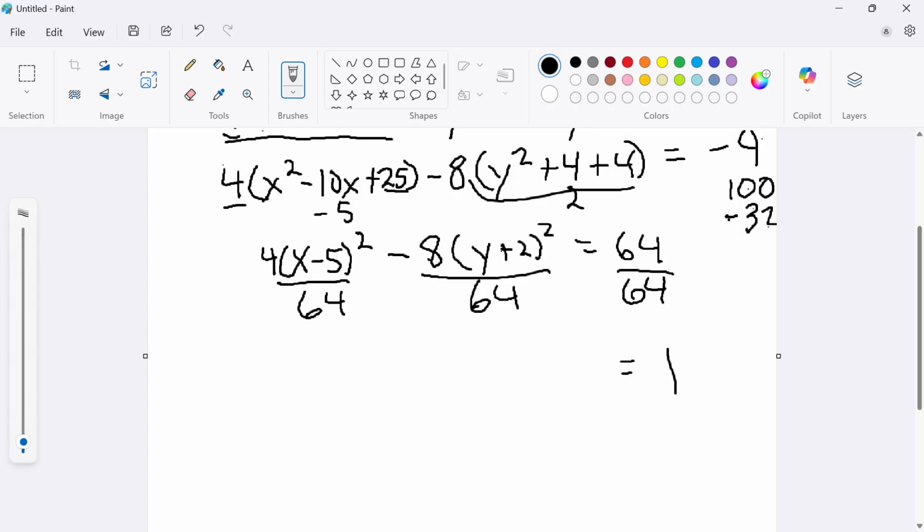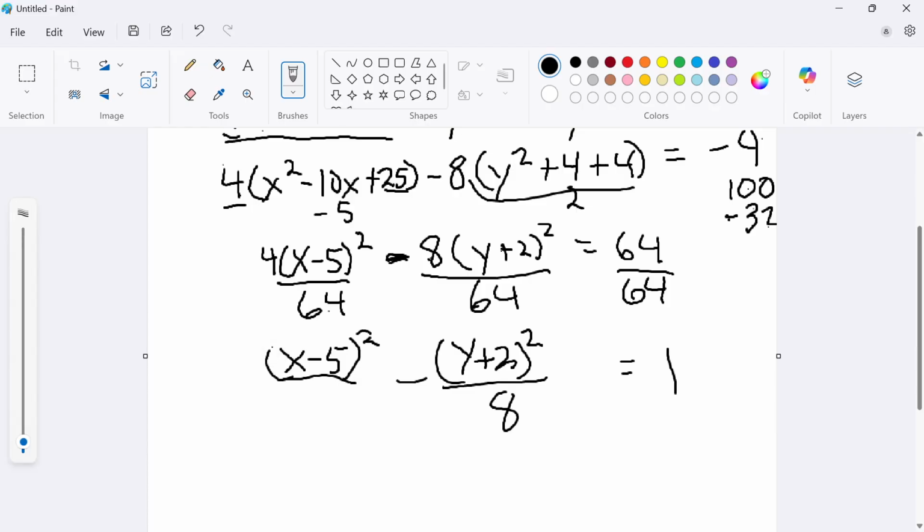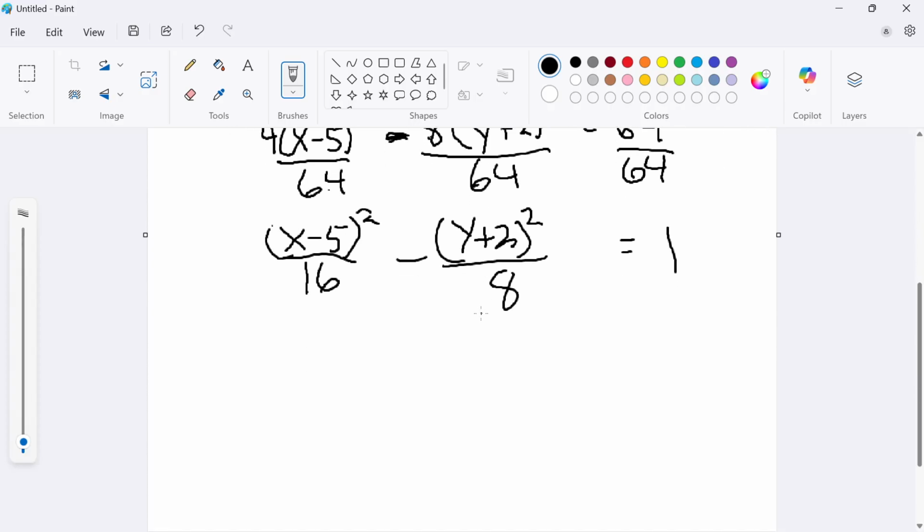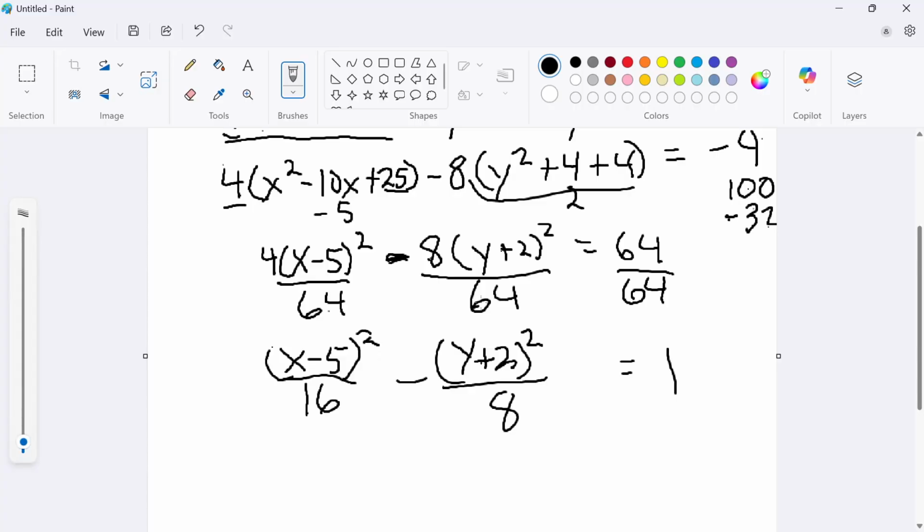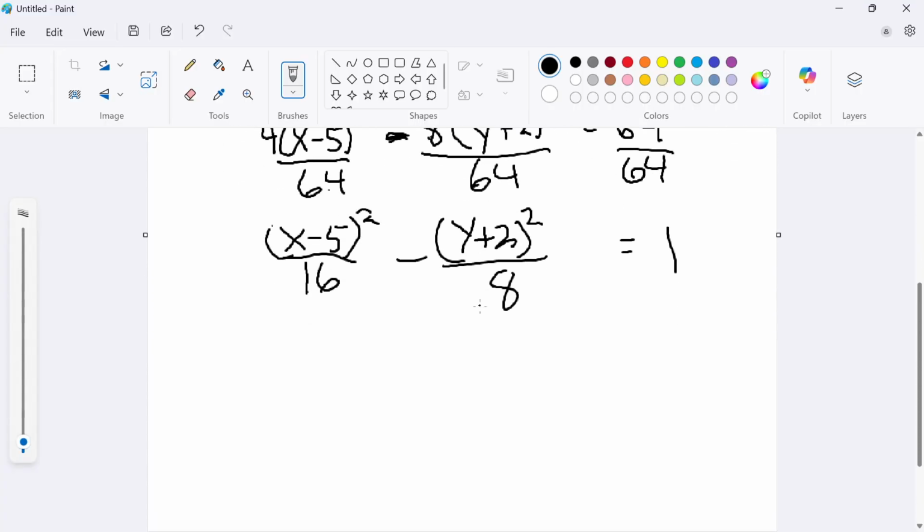Negative 8 divided by 64, I'll just leave the minus sign there. 8 divided by 8 is 1. 64 divided by 8 is 8. So this is y plus 2 squared over 8, and then minus. And then this, 4 divided by 4 is 1. 64 divided by 4 is 16. This is x minus 5 squared divided by 16. So there's the standard form of the hyperbola equation. It is a horizontal hyperbola because the x squared term is positive.